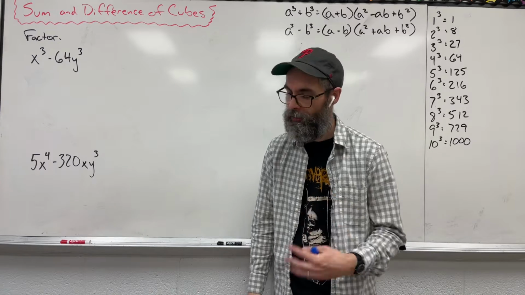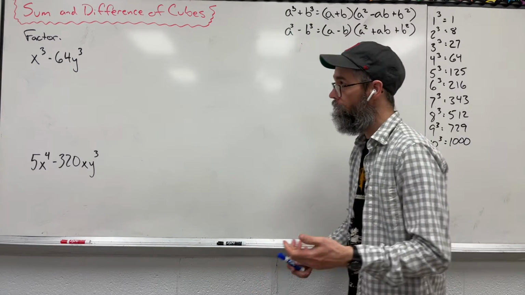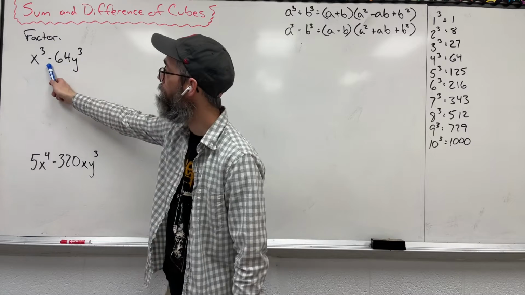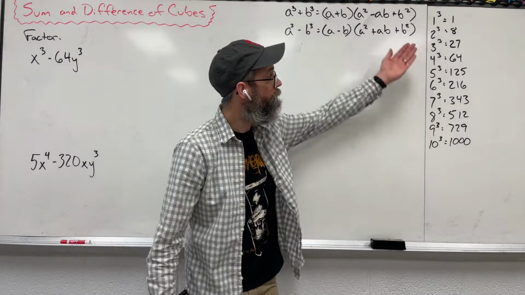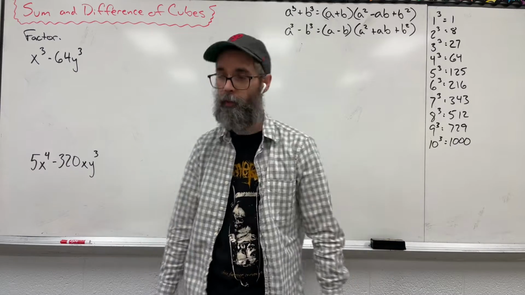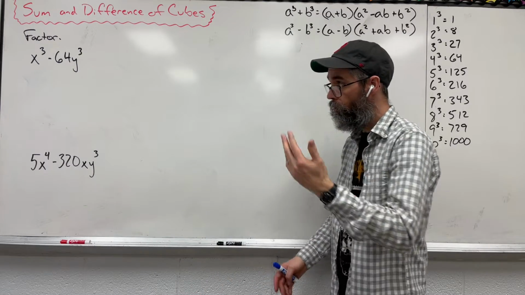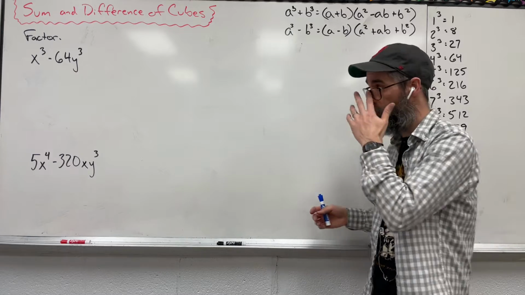Hi, we're going to look at factoring the sum and difference of cubes. Difference meaning subtraction. We have a subtraction in the middle, and the numbers on both sides of that minus sign are both perfect cubes. So a number raised to the exponent of 3. So before we do any kind of factoring, I need to break this stuff up a little more.